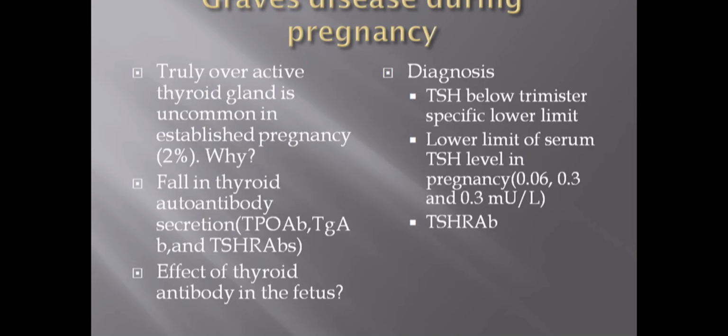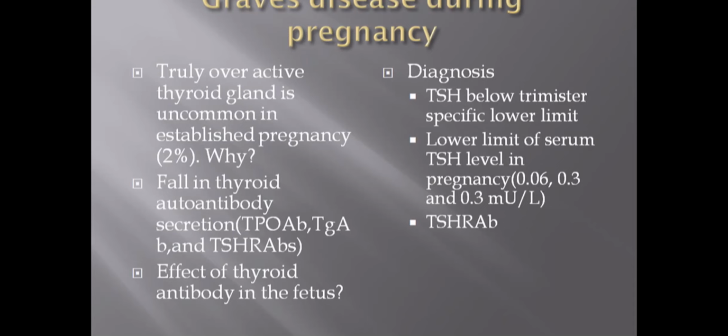So biochemical diagnosis of thyrotoxicosis in pregnancy is confirmed when the TSH level is below the trimester-specific level. If you find a TSH level below the trimester-specific lower limit, you can diagnose biochemically thyrotoxicosis or Graves' disease in pregnancy. And the lower limit of serum TSH in pregnancy is different in different trimesters. For example, in the first trimester it could be less than 0.06, and in the second and third trimesters it could be less than 0.3.